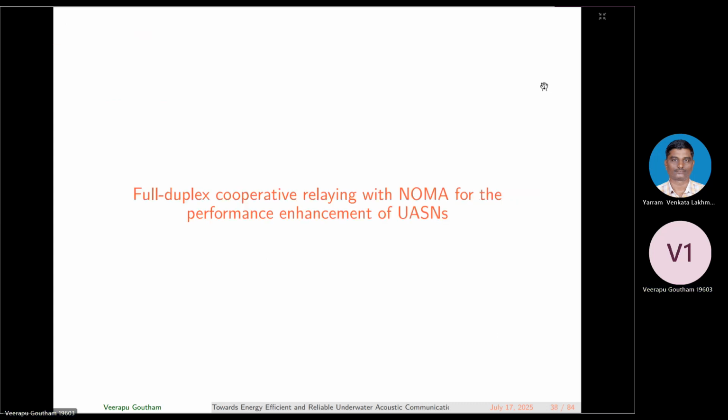Then the next work is the full duplex cooperative relaying scheme. This one we can discuss after the break.